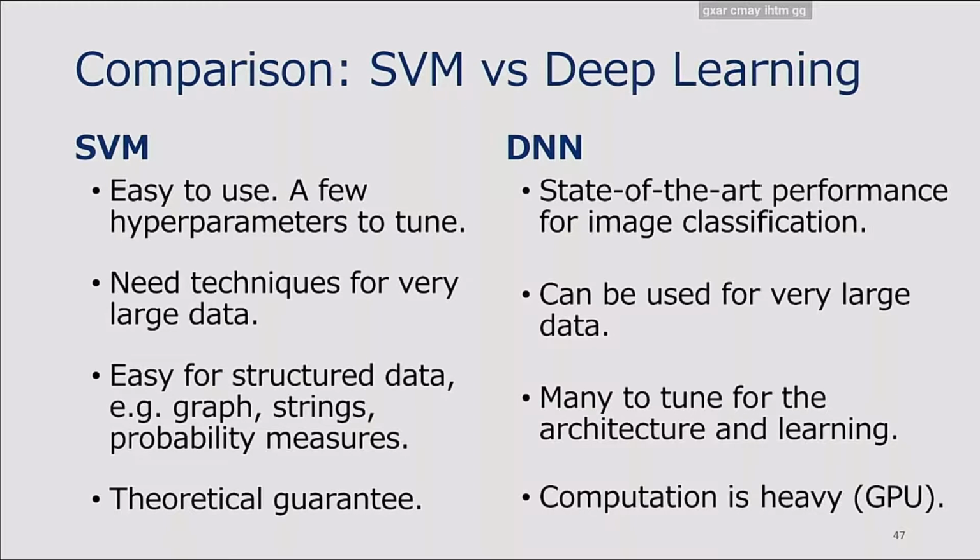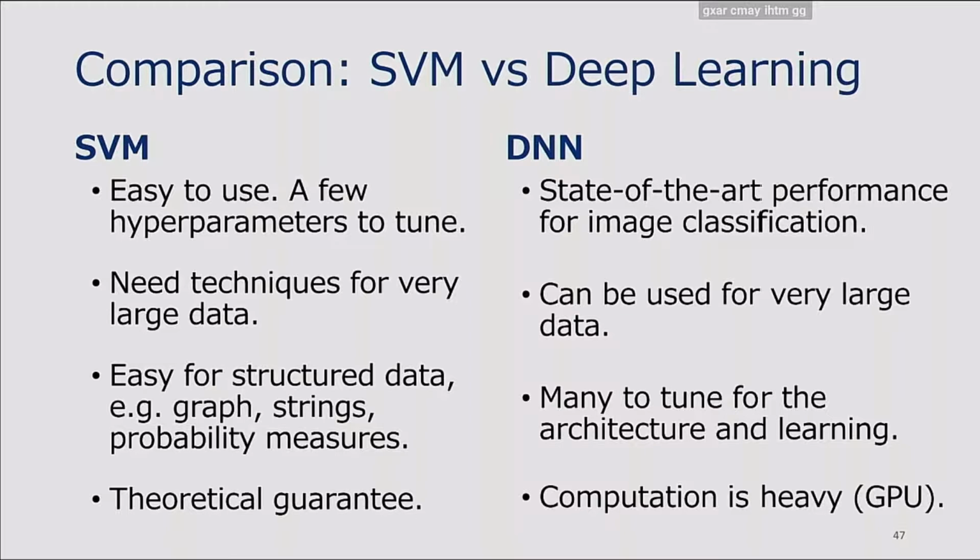And another point is that in the case of support vector machine, we have a convex problem. So the analysis of the performance can be done theoretically. There are lots of works on the theoretical guarantee of the performance of support vector machine. But in the case of deep learning, because of the non-convex and complicated behavior of the learning, it's not easy to analyze the performance theoretically. So there are pros and cons about the support vector machine and deep learning.